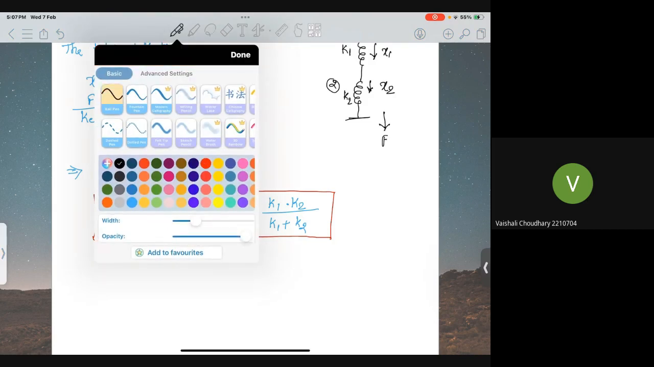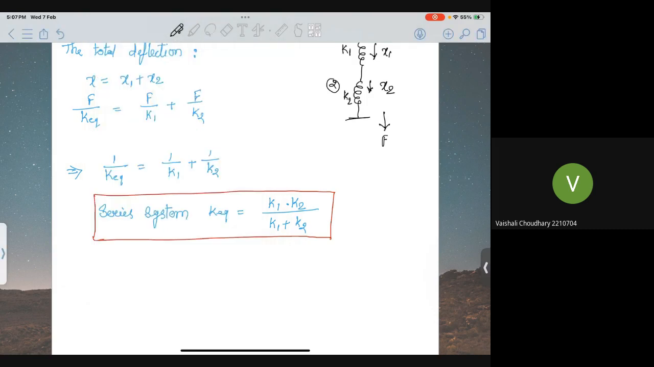Now we will move on to force on a cantilever beam.